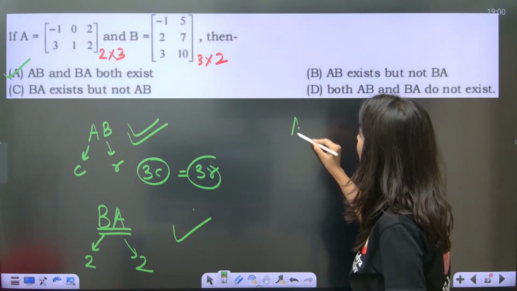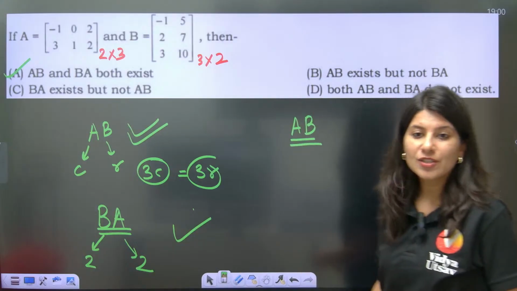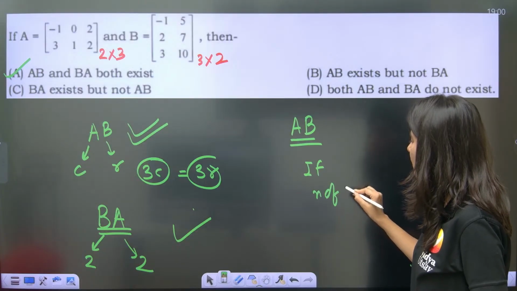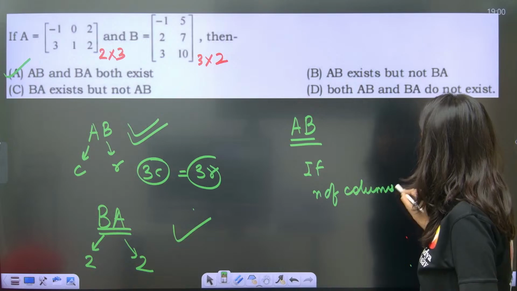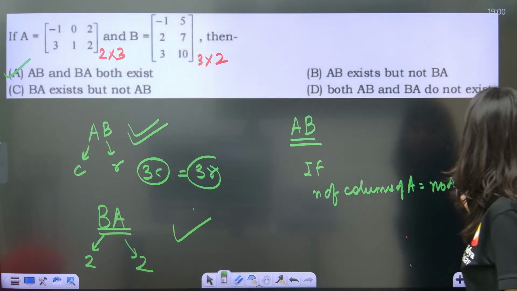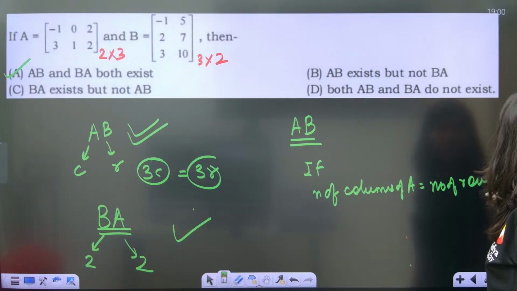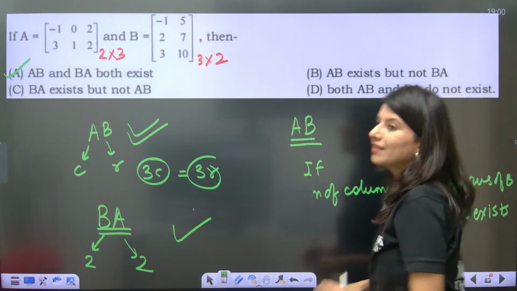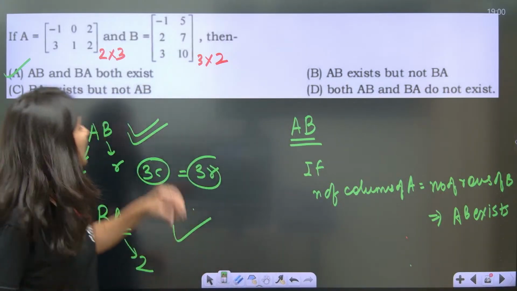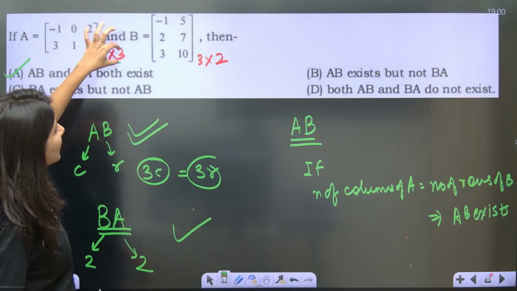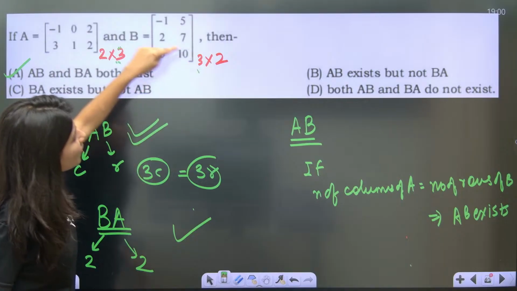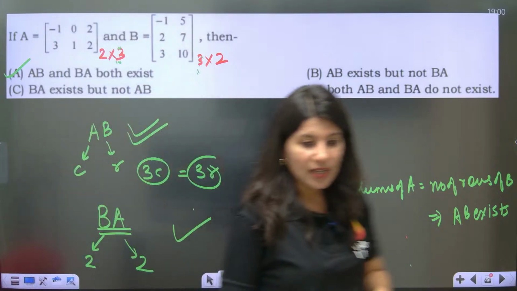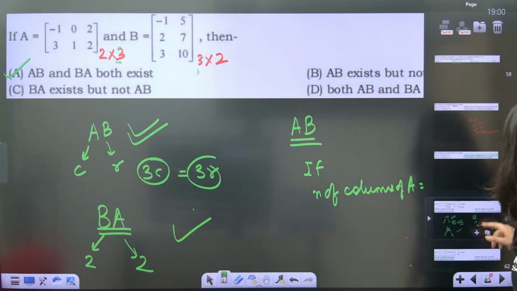Let me tell you. I am repeating this for you. Suppose you are checking for A and B. If the number of columns of A is equal to the number of rows of B, then AB exists. So the number of columns of the first matrix should be equal to the number of rows of the second matrix. The number of columns of the first matrix is 3. The number of rows of the second matrix is also 3. The first one is row, second is column. So 3 and 3 are equal, that is why. Okay. All right. Clear. Chalo.